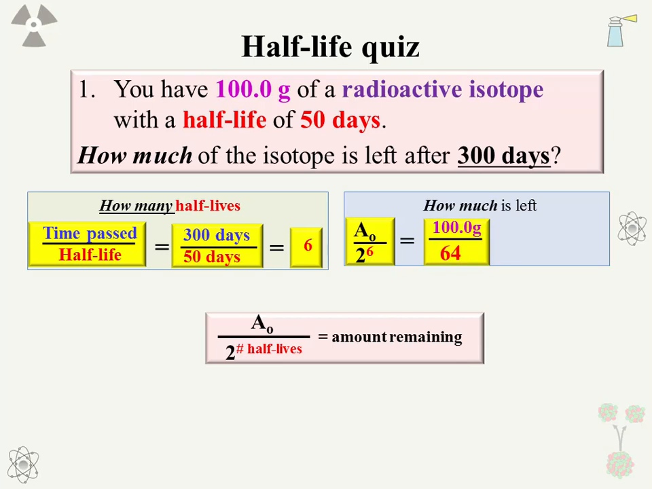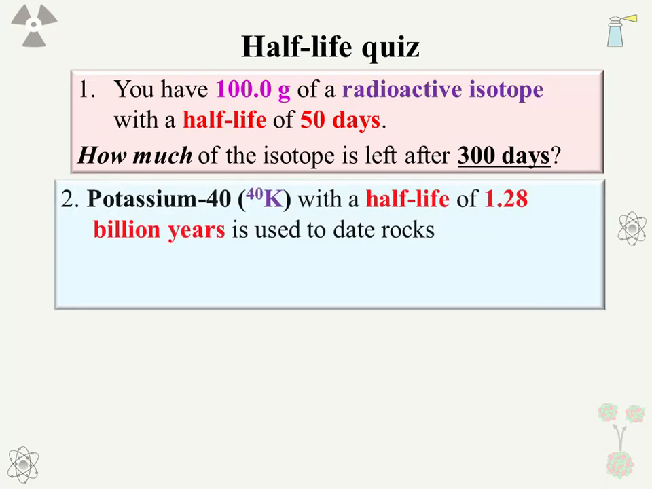100 grams divided by 64. 2 raised to the power of 6 is 64. The math comes to 1.56 grams. This is a 2-step process.